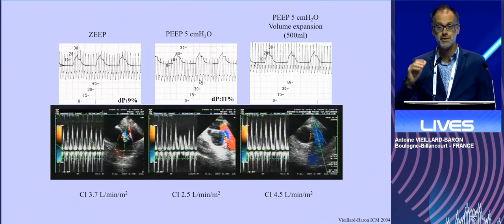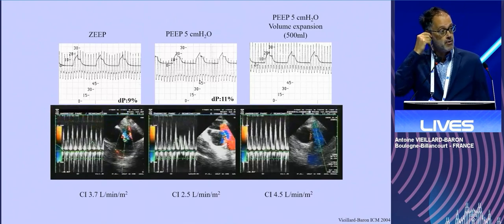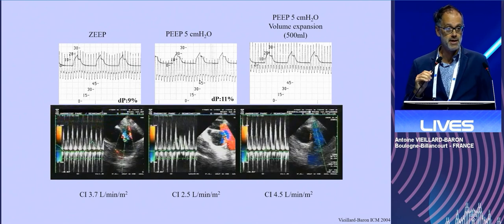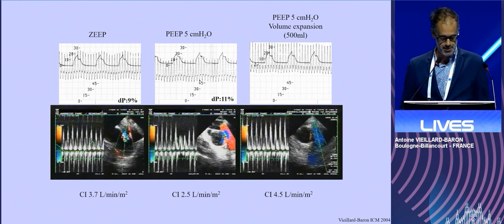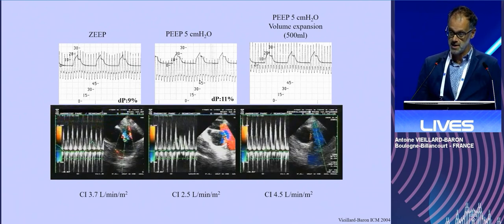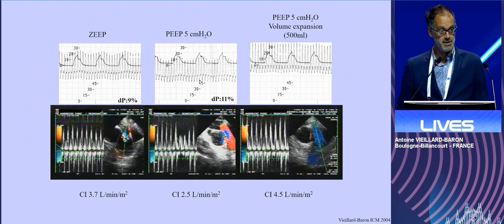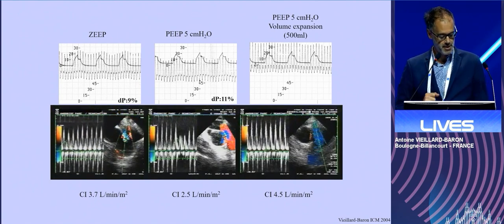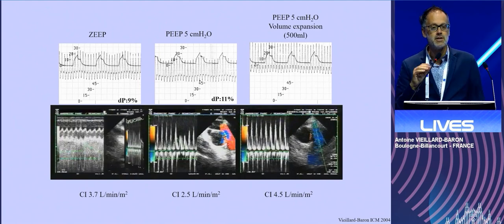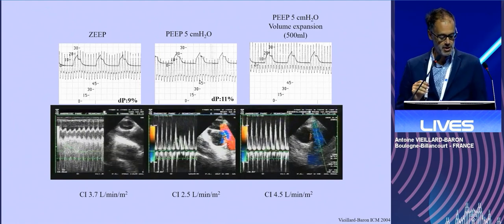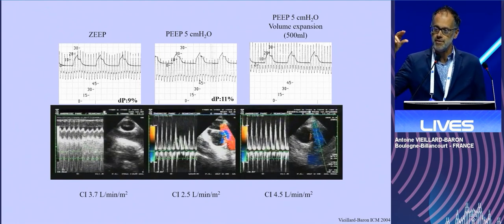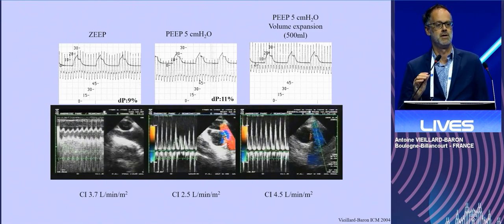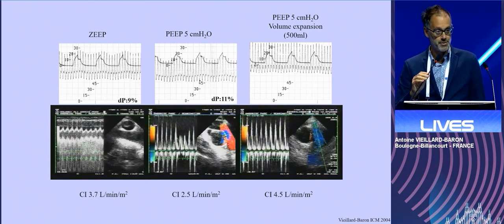I can also use the TEE just to check or to monitor what happens when I change my respiratory settings. And Michael spoke about the effect of PEEP, especially on the systemic venous return. Look here at a patient with ARDS, initially on ZEEP. The pulse pressure variation was 9%. You can see only a slight decrease in the RV stroke volume during each tidal ventilation and some variation of the superior vena cava. The cardiac index was 3.7.